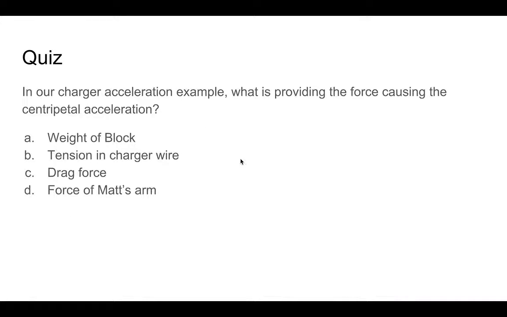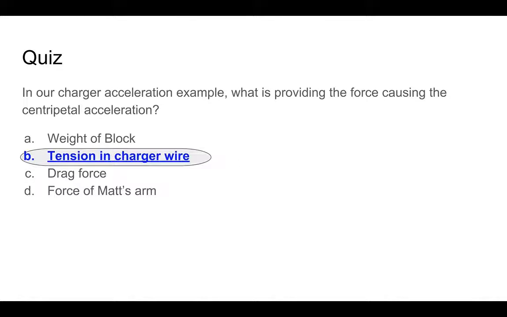So here's another quiz question. In our charger example, where Matt was moving the charger in a centripetal motion, what is providing the force causing the centripetal acceleration? A, weight of the block, B, tension in charger wire, C, drag force, or D, force of Matt's arm? I'll give you a few seconds to answer this. And in this case, it's the tension in the charger wire, B.